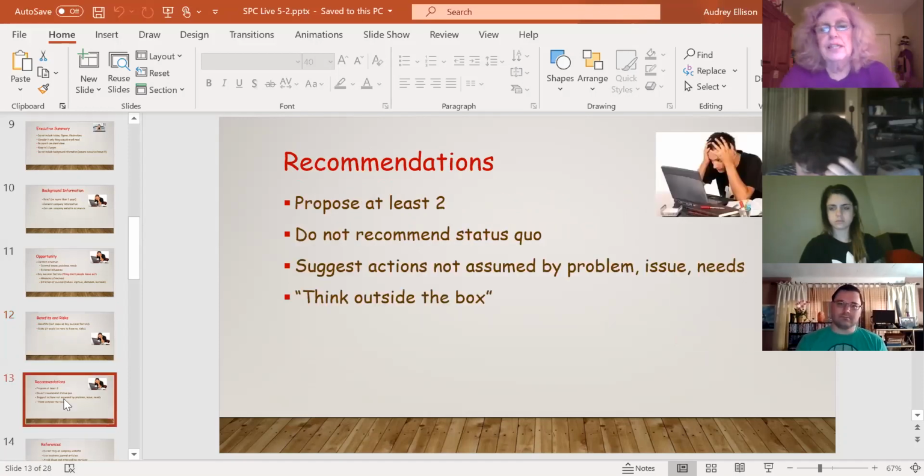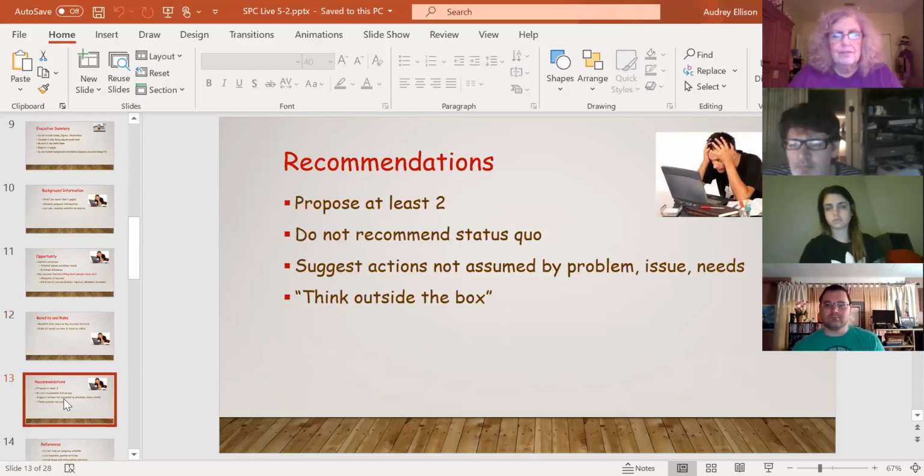Your recommendations, you need at least two. A good recommendation is not keep doing what you're doing. Status quo is not really a recommendation. So suggest actions that are creative, innovative, outside the box, not expected. I'm not expecting you to have something that no one would have ever thought of, but it may be something that another organization is doing in a different industry that you think is a good idea that could work in this company.